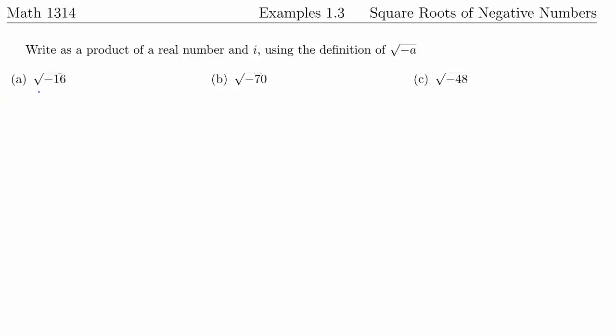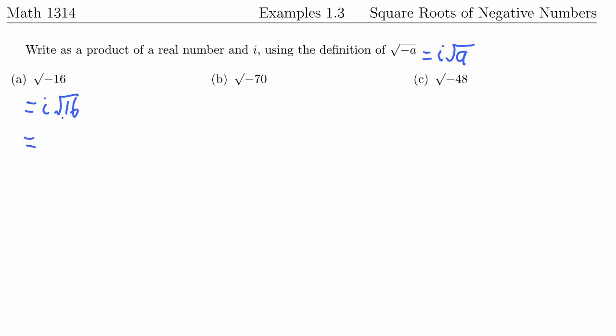Look at example A here. We have the square root of negative 16. The definition of the square root of negative A is that it is equal to I times the square root of A. So the square root of negative 16 is equal to I times the square root of 16.